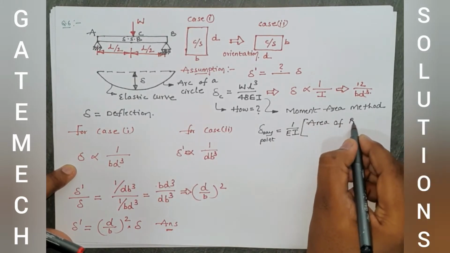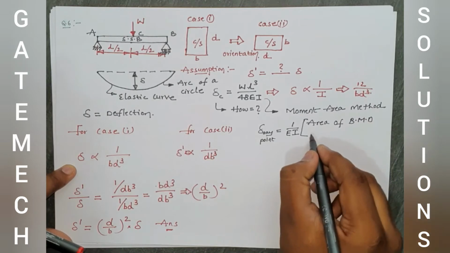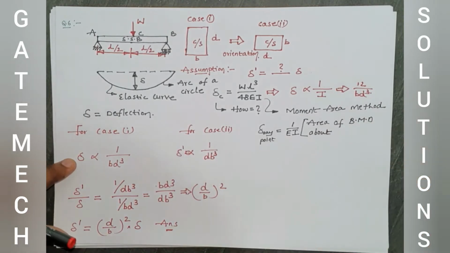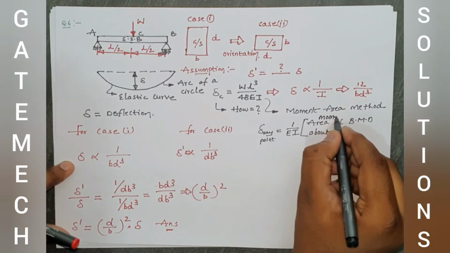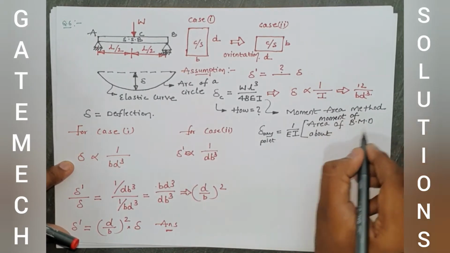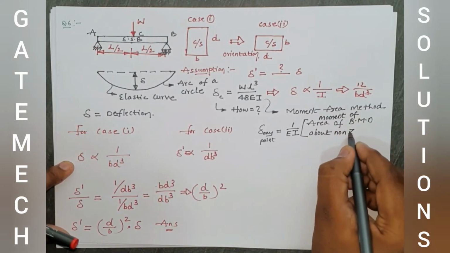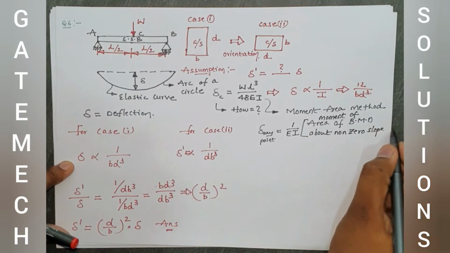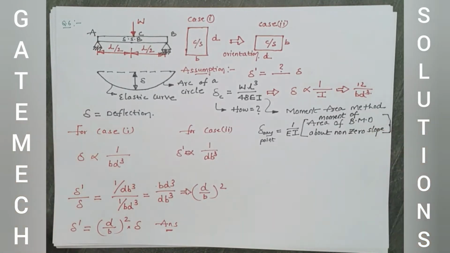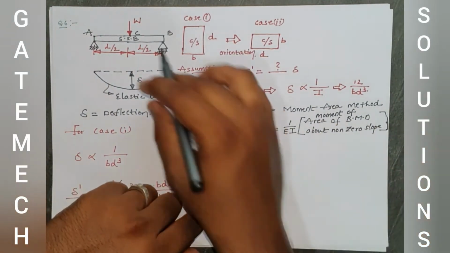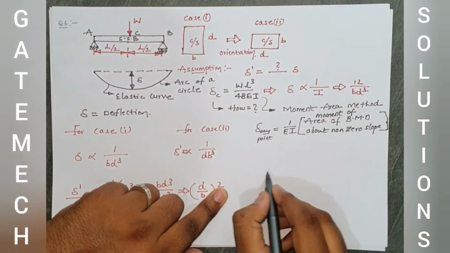the moment of area of the bending moment diagram about a non-zero slope point. To understand this thing, I am going to draw the bending moment diagram for a simply supported beam.